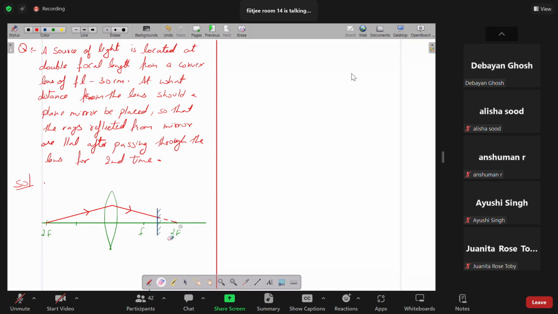Rays are tending to reach 2f. So 2f becomes a virtual object. So its image will be formed exactly at the same distance in front of it. So if I'm keeping it in between focus and 2f, my object distance will become f by 2 and its image should also form at a distance of f by 2 in front of the plane mirror. So that's why the path of the ray will be like this.